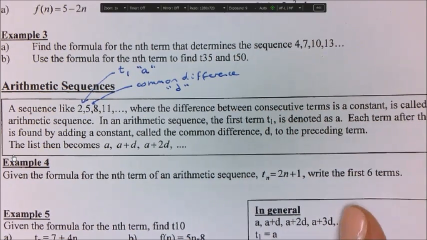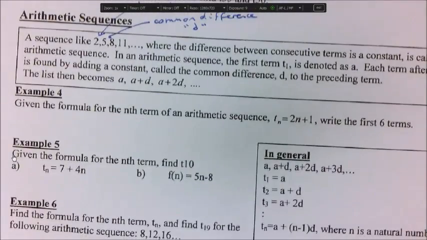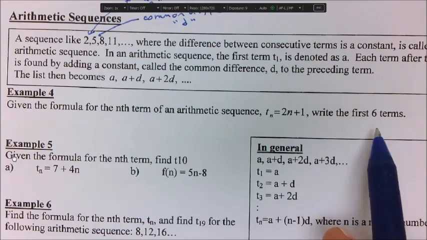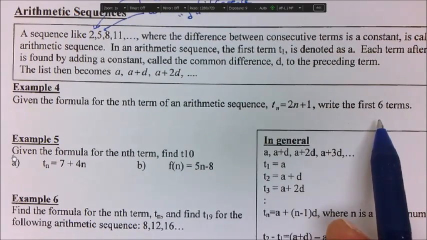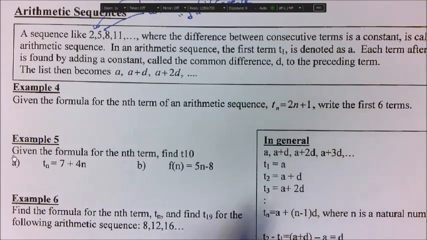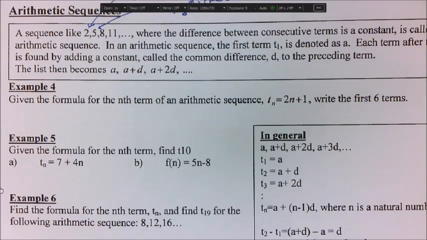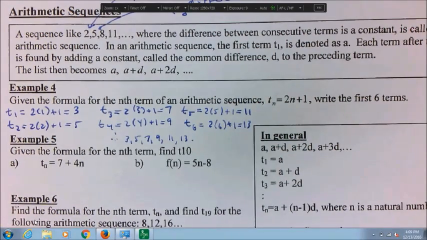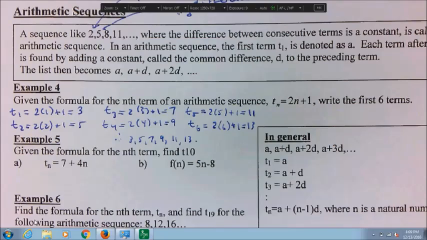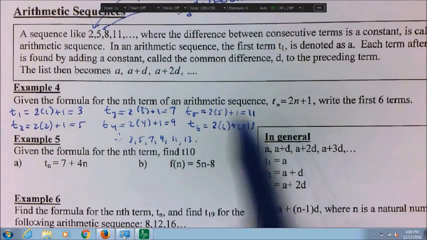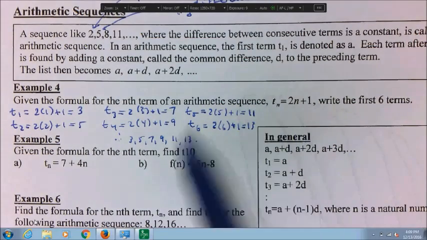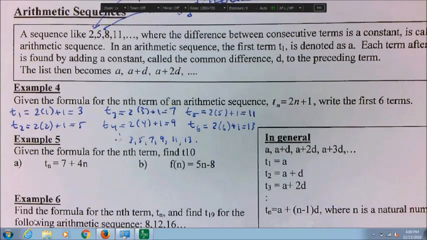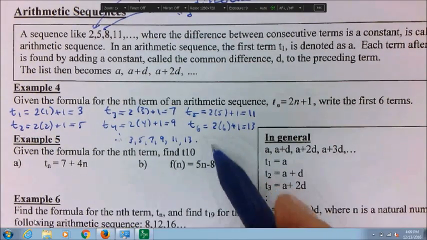Okay, so example 4 says, given the formula for the nth term of an arithmetic sequence, this is the formula, write the first 6 terms. I think you can do that, so pause your video for a second and do that and check with me. Okay, so hopefully you got something like this. You just sub in n values, and they said the first 6 terms, so I did it for n equals 1, 2, 3, 4, 5, 6, and you get this sequence over here.